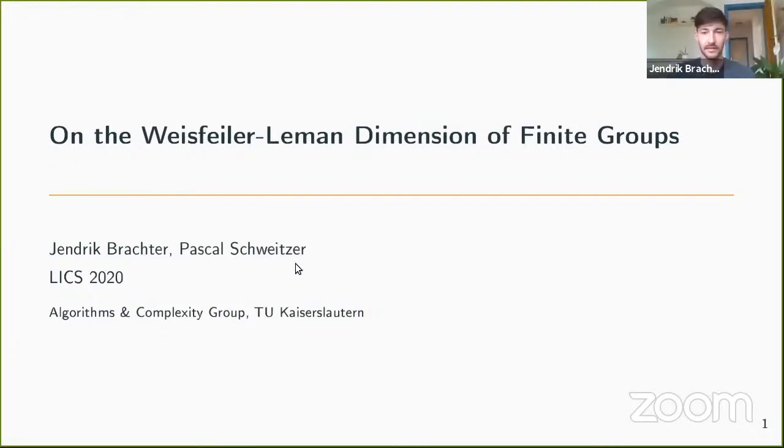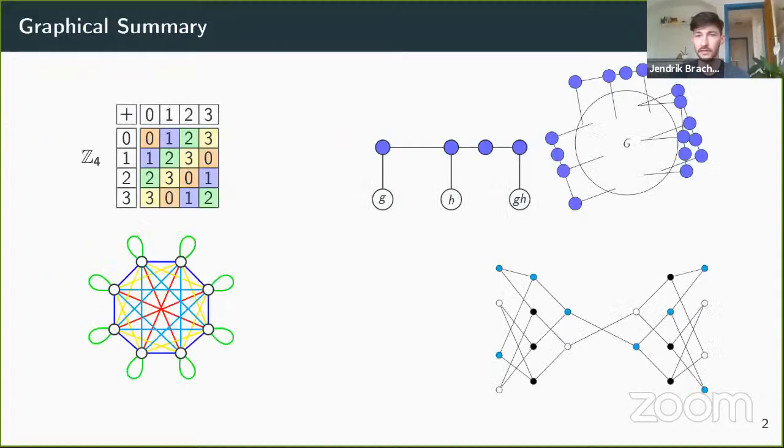Yeah, thanks. I hope you can see my slides now. What I'm presenting here is joint work with Pascal Schweitzer on the Weisfeiler-Leman dimension of finite groups. The broader context of this work is the isomorphism problem of finite groups and especially algorithmic aspects thereof. Here we consider groups represented by multiplication tables, as you can see in the top left. In this form, the isomorphism problem is closely related to the graph isomorphism problem. For example, there's a reduction to graph isomorphism by encoding this multiplication table in terms of a multiplication graph, like in the top right here.